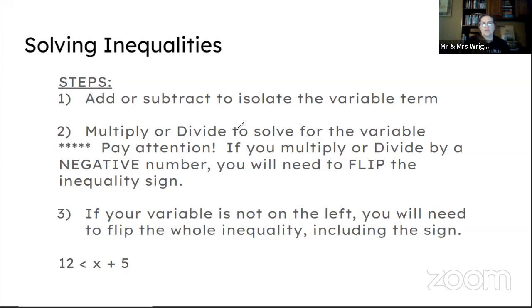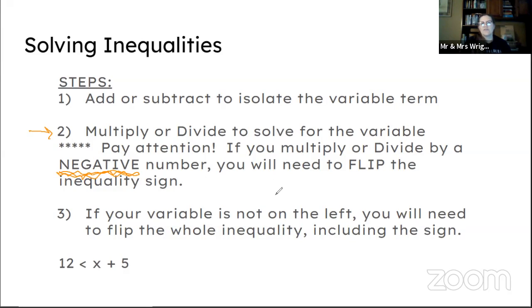Then you multiply or divide to solve for the variable. So you're essentially undoing everything that's being done to the variable in the opposite order of PEMDAS, right? But you have to pay attention when you do this step right here, the multiplication or division step, because that is where, if there's a negative number, you have to flip your inequality sign.